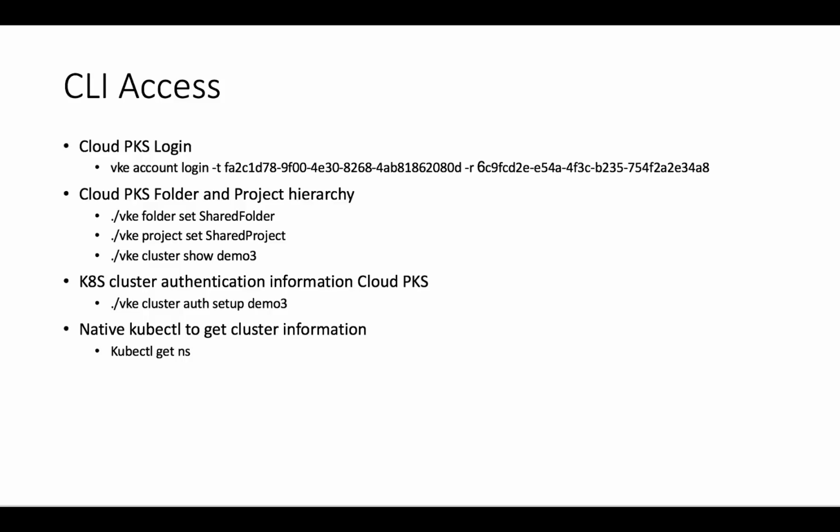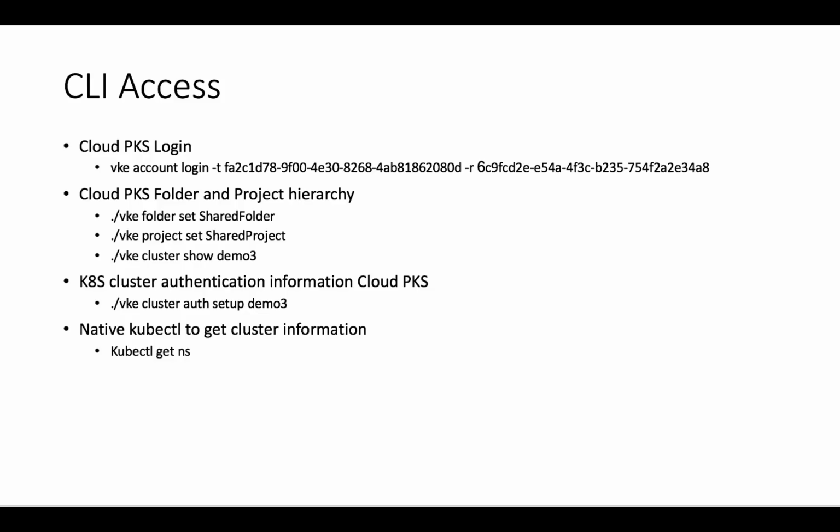Then you specify the location of your smart cluster by specifying the folder and the project. And once you specify the folder and the project, then you can list the available clusters within the project. After that, you will set up the authentication information of our newly created cluster by using the cluster auth setup command. The cluster setup auth command effectively updates your kubectl configuration file with your OIDC token and sets the cluster context to the cluster you specified.